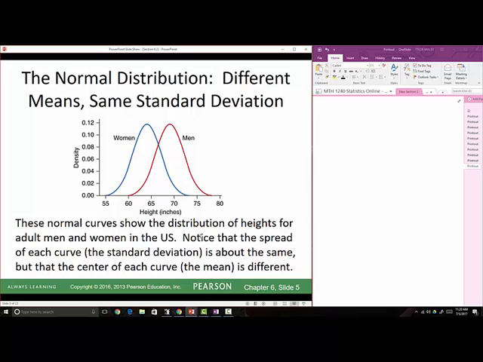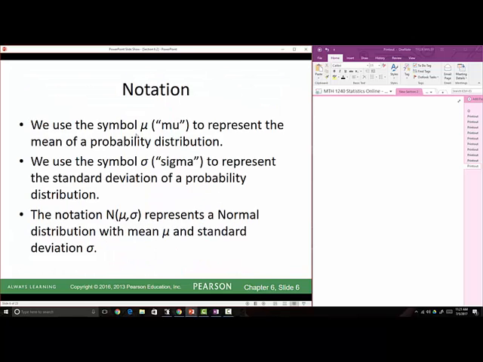These two slides were just to remind us and to point out that when we're trying to find the area under the curve, we do need to know the mean and the standard deviation, because that can mean different things. Some notation that we use: remember, we use mu to represent the mean of a probability distribution, and we use the symbol sigma to represent the standard deviation. If I use the notation capital N, and then in parentheses put the mean first and then the standard deviation, that tells us we have a normal distribution.